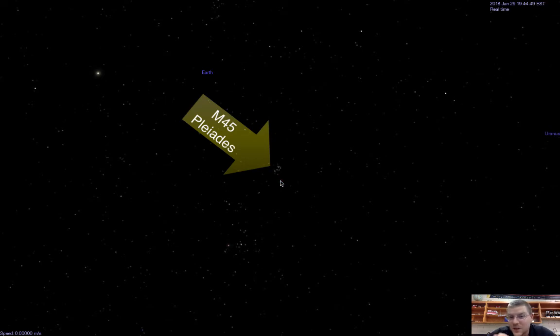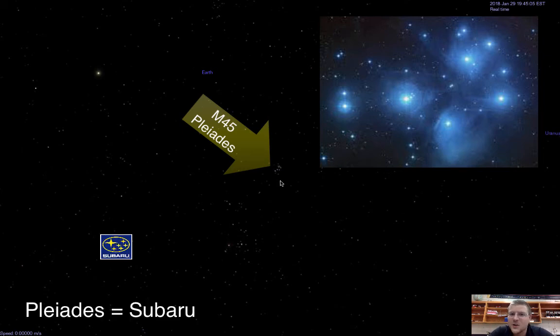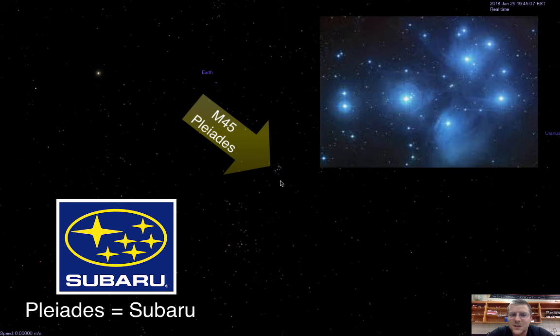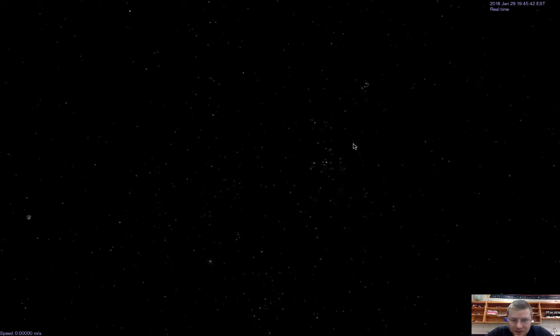So the Pleiades looks like it's a tiny little sack of grapes up there in the night sky, but if you zoom in on it, you can see this actual cluster. And if you look, that symbol looks very, very familiar. Especially if you translate Pleiades into Japanese, you get the word Subaru. So the Subaru car symbol is this little star cluster in the night sky. Make sure you know M45, the Pleiades cluster.